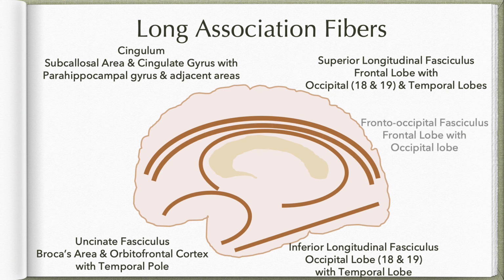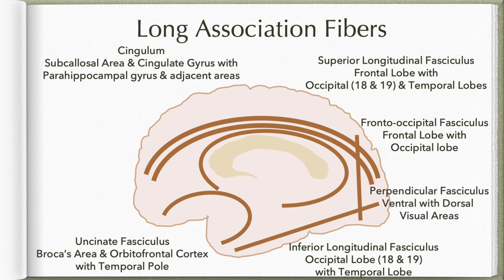Running parallel to the superior longitudinal fasciculus, we have fronto-occipital fasciculus. Again, the fibers will be connecting areas in the frontal lobe with the areas in the occipital lobe. But superior longitudinal fasciculus is separated from the fronto-occipital fasciculus by the descending fibers of corona radiata. Within the occipital lobe, we have perpendicular fasciculus, which connects ventral visual areas with dorsal visual areas. And we also have arcuate fasciculus, which connects the Wernicke's sensory speech area with Broca's motor speech area. It is not shown here, but that's again a long association fiber bundle.